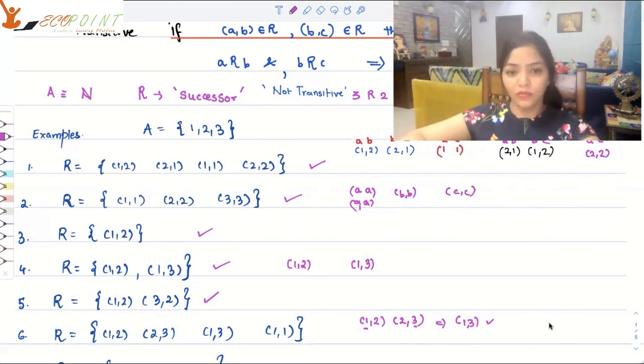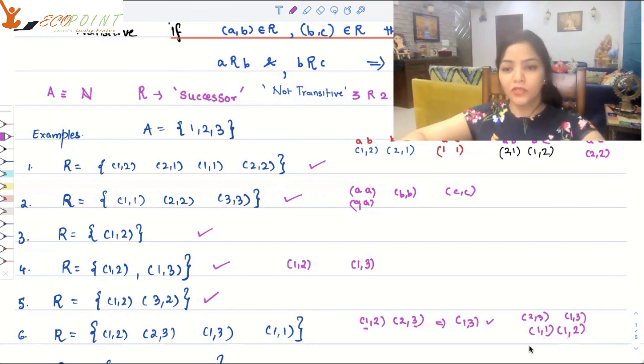Now, can I use the transitivity prerequisite in any other combination? Well, if you start with 2, 3, is there something which is starting with 3? No. If you start with 1, 3, is there something which is starting with 3? No. If you start with 1, 1, is there something which is starting with 1? Yes, 1, 2. And in this situation, this is your AB. Okay, let me just throw some more light on it.